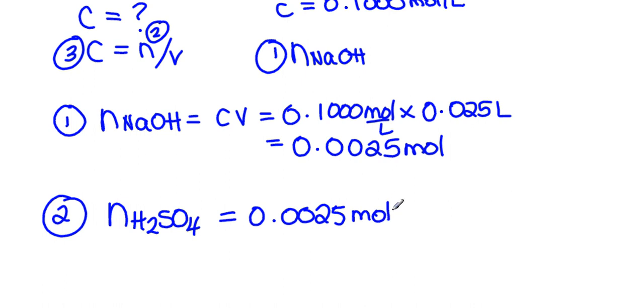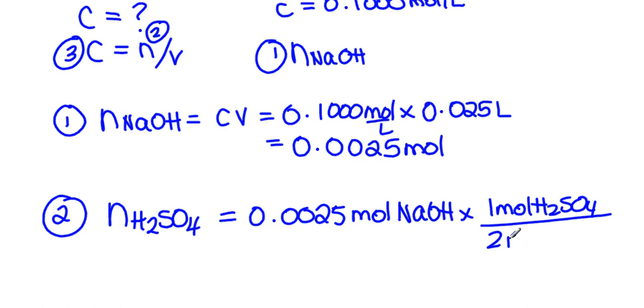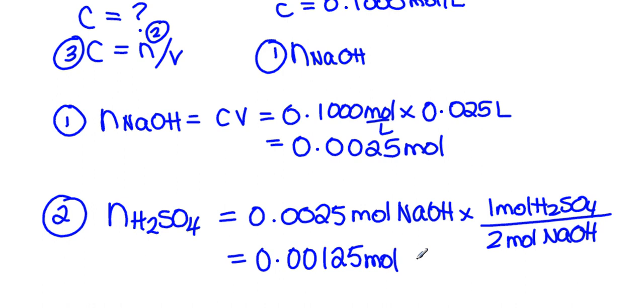So there's my moles of sodium hydroxide. I've got 1 mole of sulfuric acid for 2 moles of sodium hydroxide. So essentially what I need to do is divide by 2. So when I punch that in my calculator, 0.00125 moles of H2SO4.